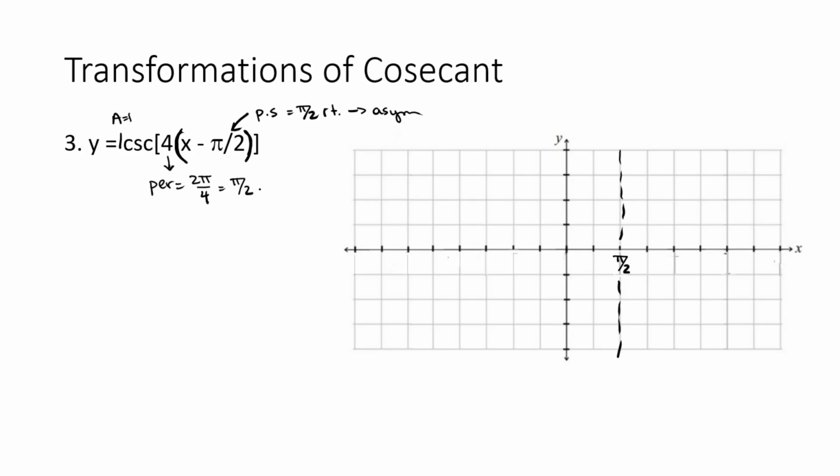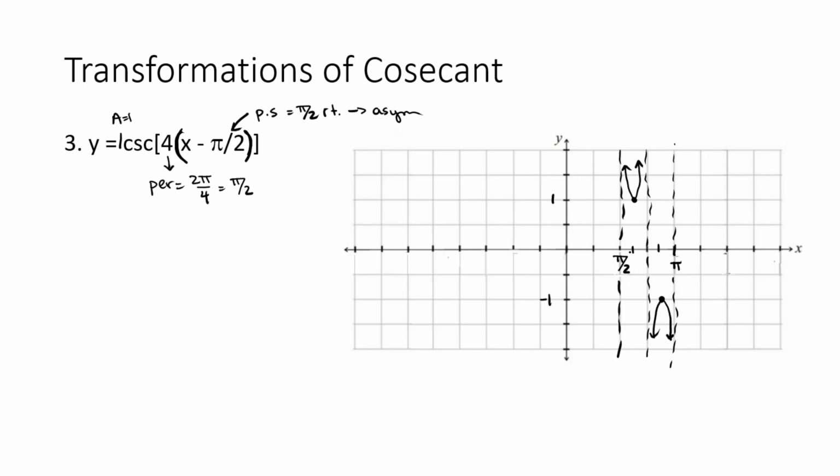And then I'm going to go pi halves to get another asymptote. So pi halves plus pi halves makes pi. Halfway in between those, the midpoint is another asymptote. And halfway in between those will give me my point at 1 and at -1. And so I have a top and I have a bottom. And because we shrunk our period, they're real skinny.